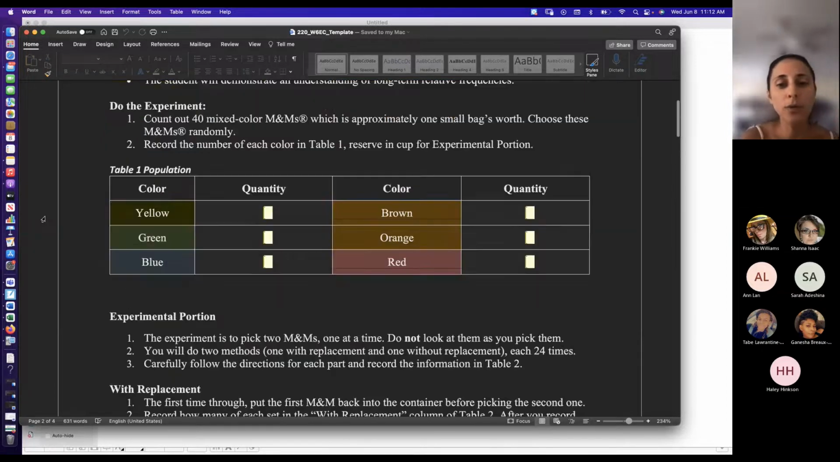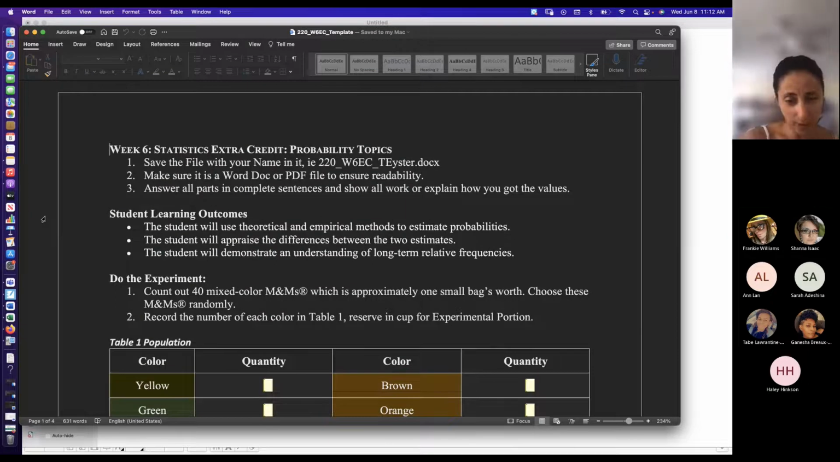So I probably won't do all of this, but I'm going to talk about it because a few people asked me to talk about it today. The extra credit assignment this week is probability. It's practice with probability. The goal is to have you do an actual procedure or experiment and compare it with the theoretical probability that you will have. You could see my screen, right? You've seen this document.